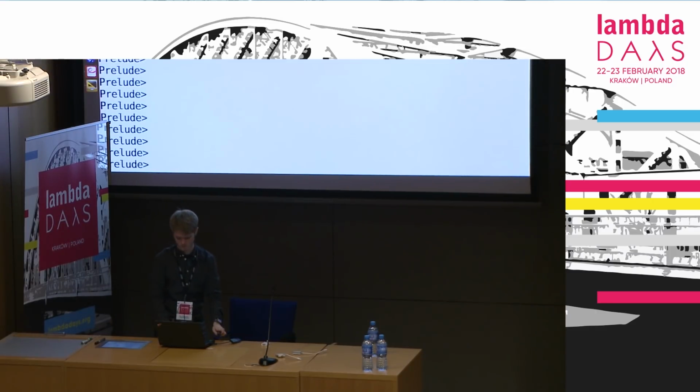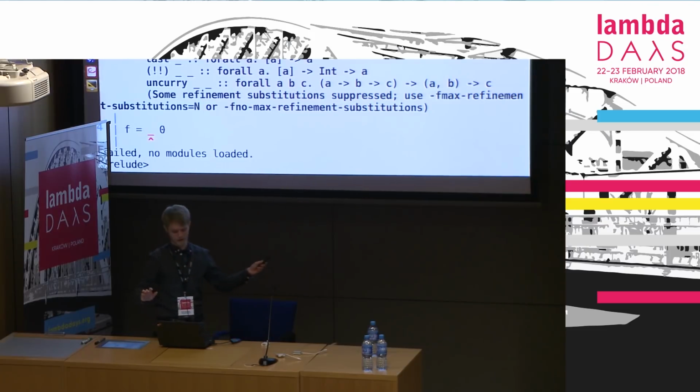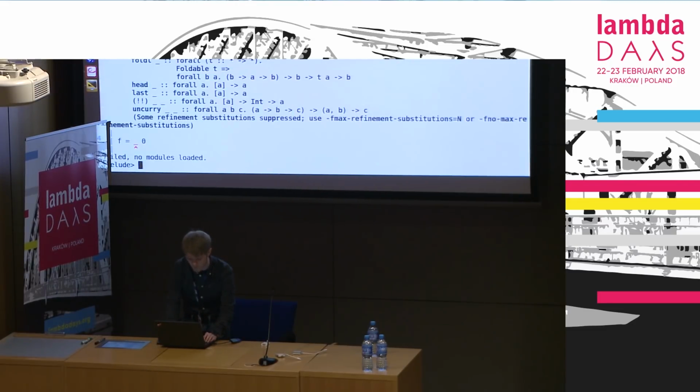And what happens if we load this? Well, we get valid refinement substitutions. It produces a lot of output, so maybe a little smaller. Can you still see this in the back? All right, good. So we see the entire output. Since it's applied to 0, it's of type integer to list of integers to integers.